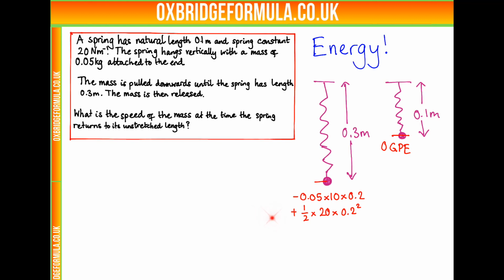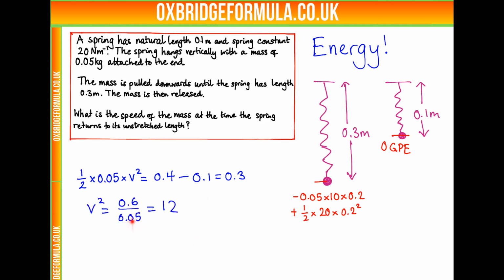So this kinetic energy is half times 0.05 times v squared, which is equal to 0.4. Half times 20 is 10, times 0.2 is 2, times 0.2 again is 0.4. Then take away 0.1 coming from the gravitational potential energy. This is 0.3 joules. So the velocity squared, if we rearrange this, is 0.6 divided by 0.05, which is 12. Taking the 2 over to that side to get the 0.6.